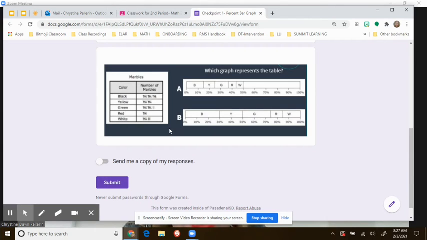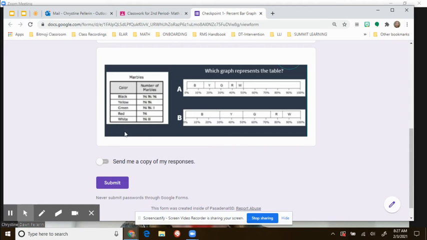Well, in order to do the table, we don't just pick one, we have to make our own table and match it. So the first thing I want to do before we look at the graphs is look at the table. We have black, yellow, green, red, and white. But what they forgot is to put the total column. So we need to put the total.